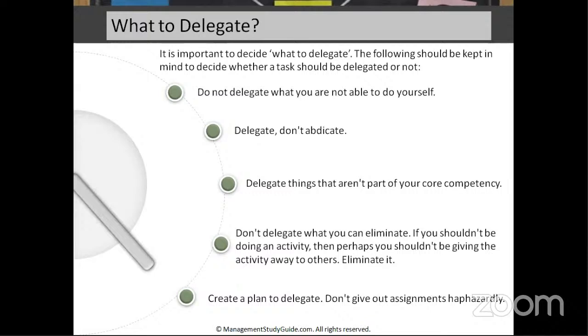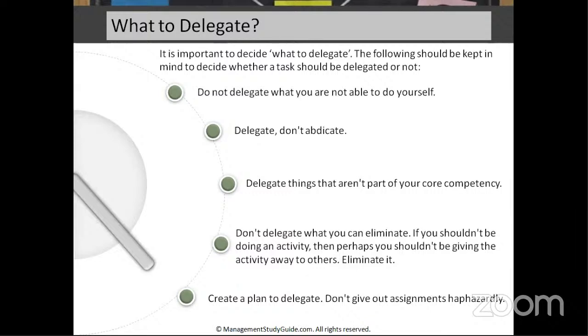Now, what to delegate is important to decide. The following should be kept in mind to decide whether a task should be delegated or not. Do not delegate what you're not able to do yourself. Delegate, don't abdicate. Okay, because some of us, when we delegate, we don't pay attention to it again. It's like it doesn't concern us again. All right. Delegate things that aren't part of your core competencies.